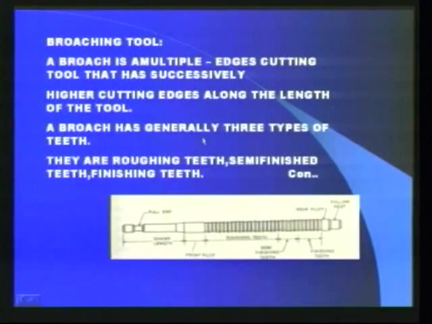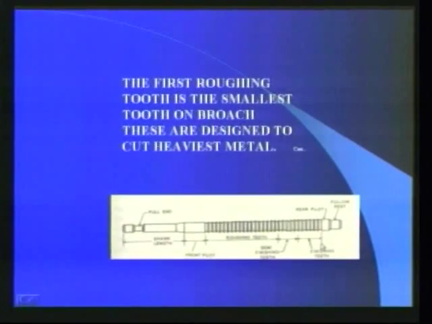Now let us discuss the broaching tool. A broach is a multiple-edge cutting tool that has successively higher cutting edges along the length of the tool. A broach generally has three types of teeth. They are roughing teeth, semi-finishing teeth, and finishing teeth. It is shown in the diagram: roughing teeth, semi-finishing teeth, finishing teeth. The first roughing tooth is the smallest tooth on the broach. These are designed to cut the heaviest metal.